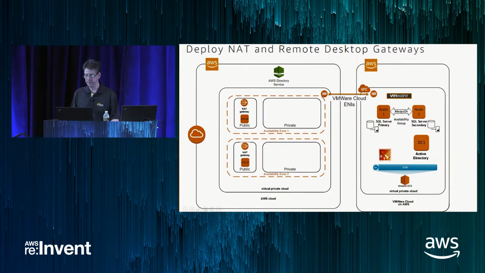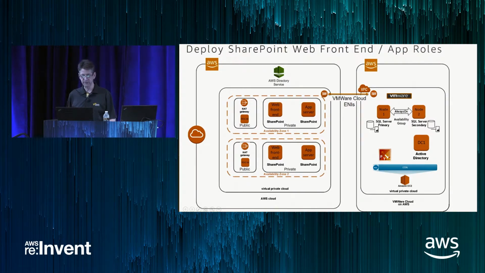Okay, so let me go ahead and fill in the SharePoint servers. At this point, I have all the infrastructure I need. I have Active Directory. I've got SQL Server. I've got connectivity from inside either VMware Cloud or AWS to the internet, and through the internet gateway, users can come in from the left and access a SharePoint environment.